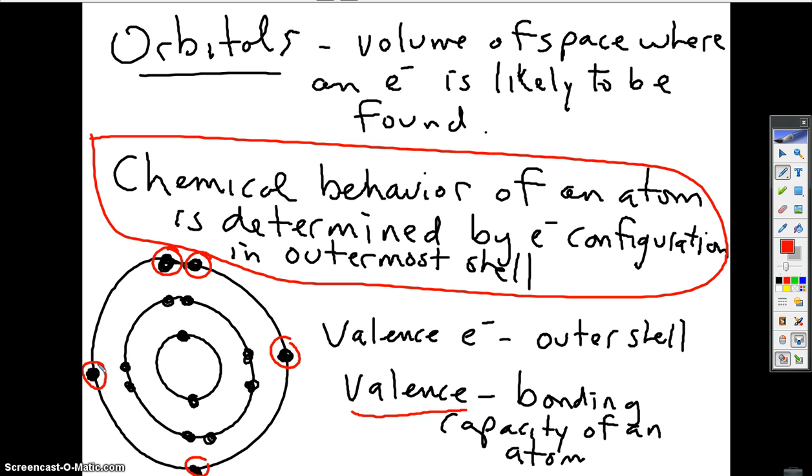Another term that I'm going to introduce is valence, which is a little bit different than the valence electrons. The valence electrons are the outer ones. The valence is the bonding capacity of an atom. So in the case here, we have 1, 2 unpaired valence electrons, 3 unpaired valence electrons. So the valence of this molecule would be equal to 3. So it has the potential to make 3 bonds in this case. So just the difference between valence electrons and valence.